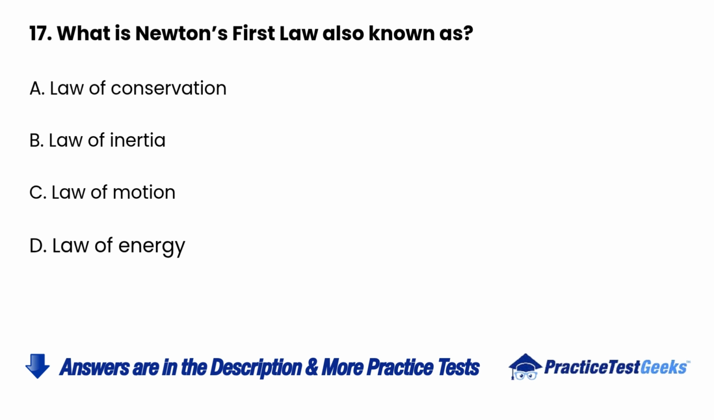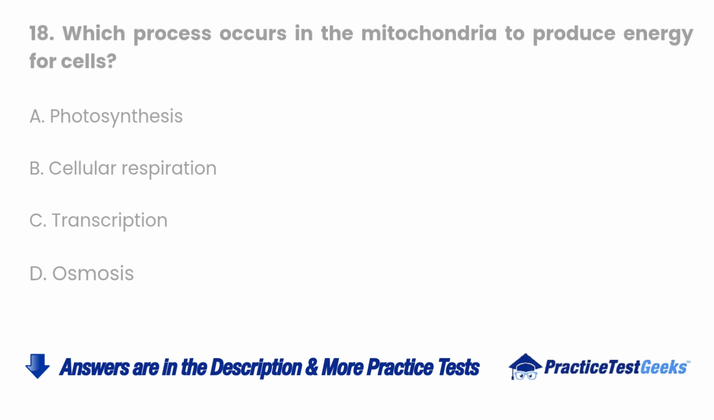17. What is Newton's first law also known as? A. Law of conservation. B. Law of inertia. C. Law of motion. D. Law of energy.